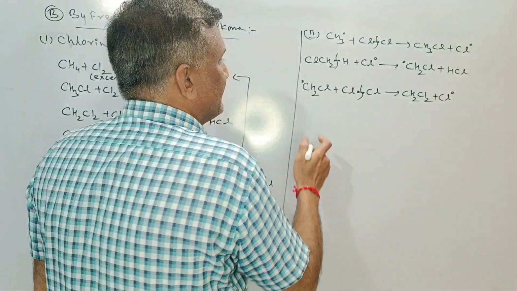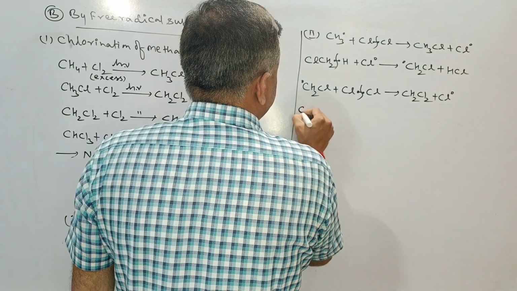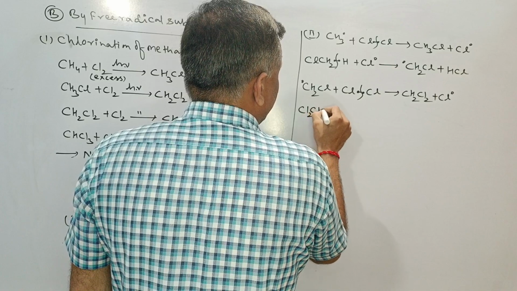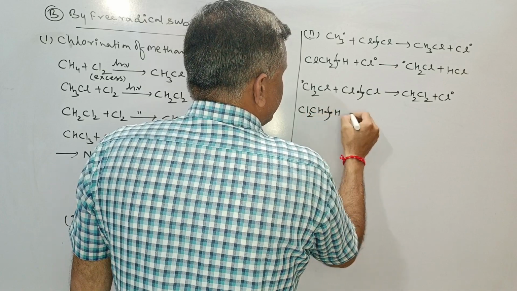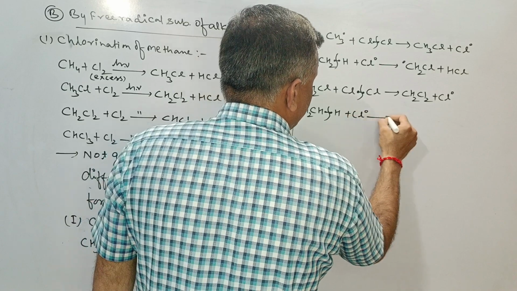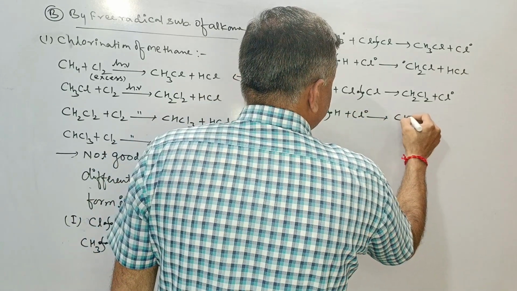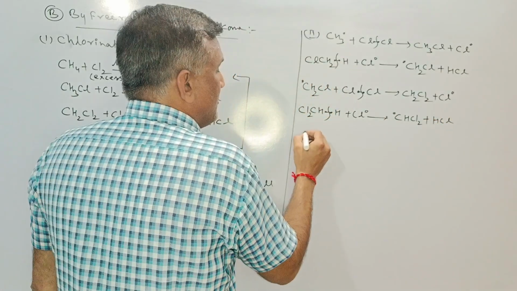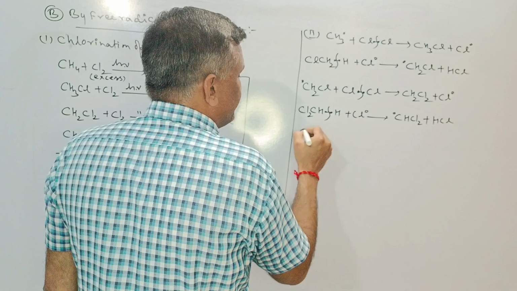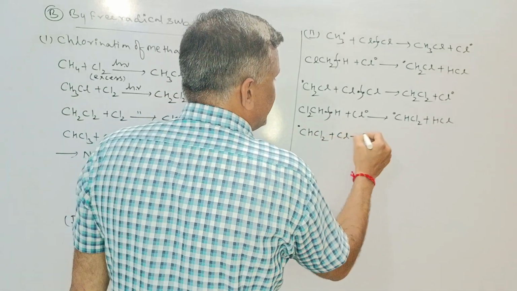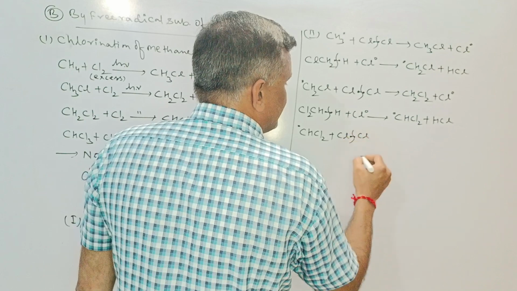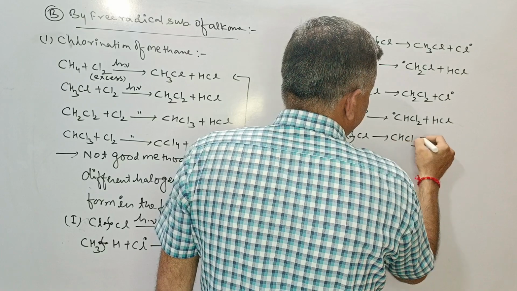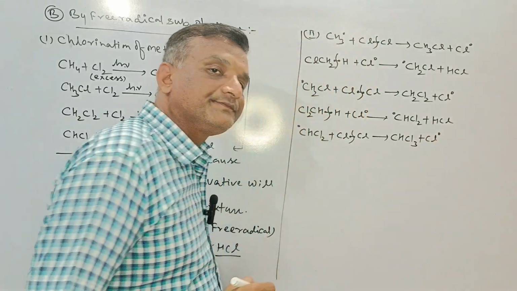Now the free radical will attack. This CH2Cl2 can be written as Cl2, CH and one of the H. Here is the attack of the Cl free radical, so there will be CHCl2 as a free radical and removal of HCl. Now the CHCl2 free radical is attacked by a Cl2 molecule with homolytic bond cleavage, forming CHCl3 with the formation of a Cl free radical.